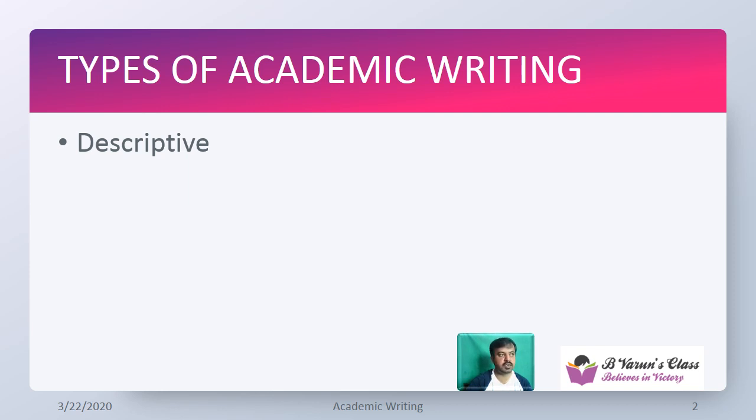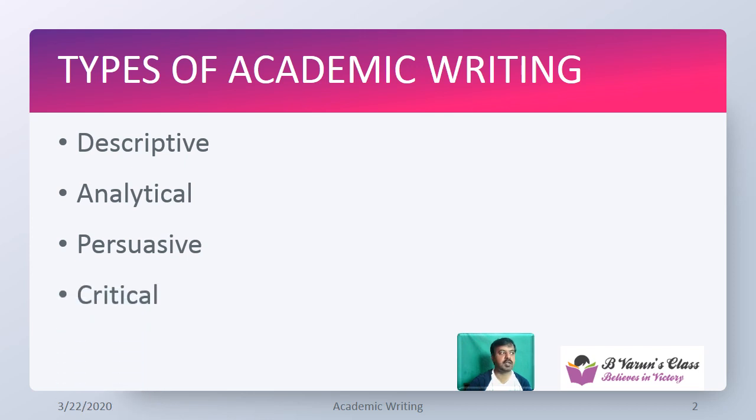The first one, descriptive. Second one, analytical. Third one, persuasive. And the last one, critical. Each of these types of writing has specific language features and their purposes. We can use them as individual types, or we can use all of them put together in academic writing: descriptive, analytical, persuasive and critical. In many academic texts, we will need to use more than one type.